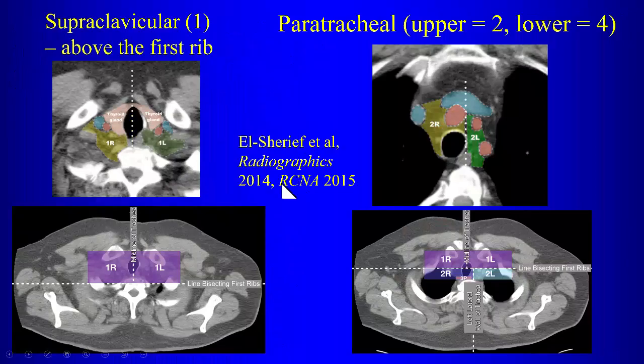If we're talking about supraclavicular nodes, we're talking about nodes above the first rib. So nodes at the thoracic inlet above the first rib are supraclavicular nodes. If we're talking about paratracheal nodes, you can have upper and lower paratracheal nodes, but now we're inside the thorax, alongside the trachea itself. So you can have right paratracheal nodes and left paratracheal nodes, all right? Those are paratracheal nodes.